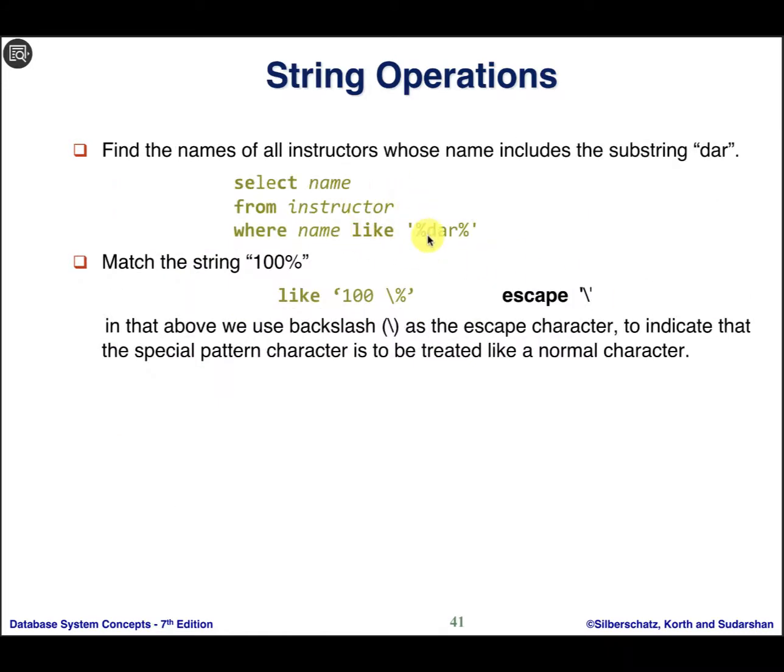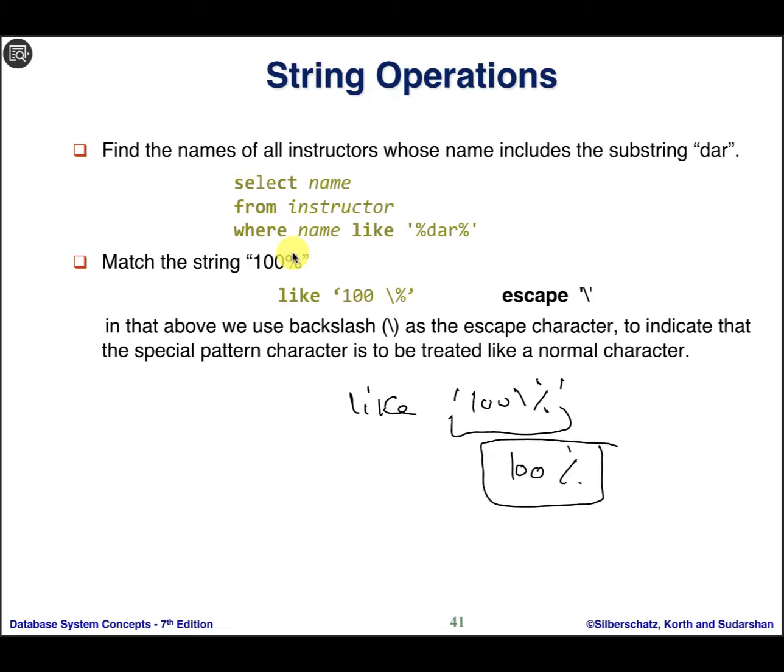And this just gives you an example. Here I'm looking for the names of instructors that include a specific substring, might be at the beginning, might be at the end, wherever. What if you're trying to find a string that contains, let's say, percent as part of the value of this attribute? In this case, you have to use escape. So you can say like 100 escape, and the system is going to say you're looking for something that contains this value. I'm not going to treat this one as a wildcard, because we use escape.